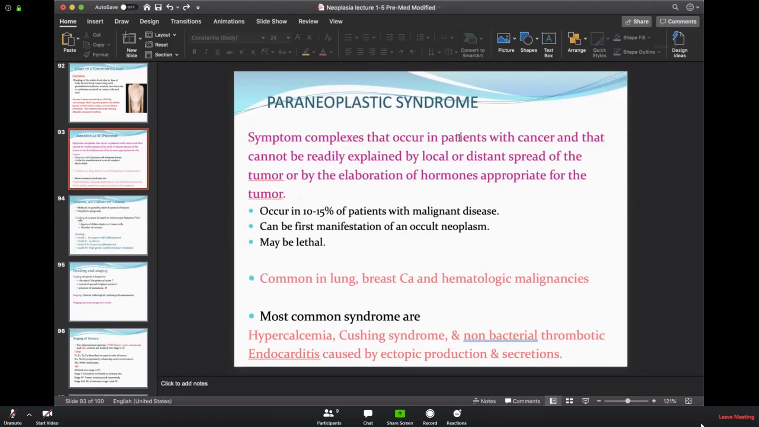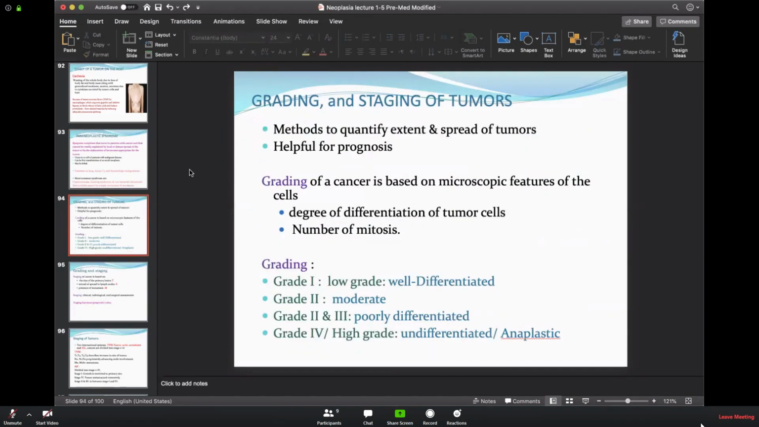They are common in lung and breast carcinoma and hematological malignancies. The most common ones are hypercalcemia, common in small cell carcinoma and more common even in squamous cell carcinoma of the lung; Cushing syndrome, which also can occur with small cell carcinoma; and non-bacterial thrombotic endocarditis. These are caused by ectopic production and secretion of peptides. So we finished paraneoplastic syndrome.